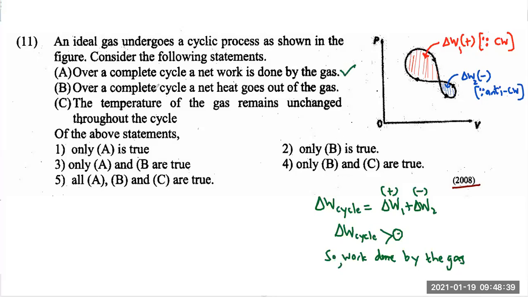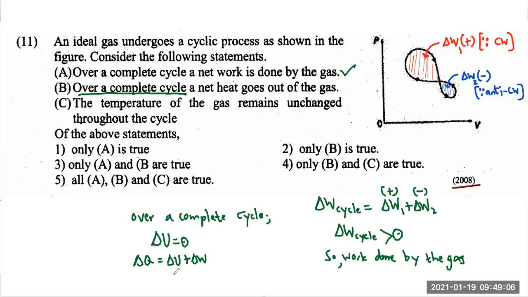Okay, right. Over a complete cycle, key term: heat goes out of the gas. Right. Over a complete cycle, you are starting at the same point and finishing at the same point as well. Therefore, delta U will be zero over a complete cycle. And we know delta Q is equal to delta U plus delta W. Now, delta U is zero and delta W is plus. Therefore, delta Q has to be plus. If delta Q is plus, what conclusion can we get? The conclusion is heat is absorbed by the system, not released from the system.